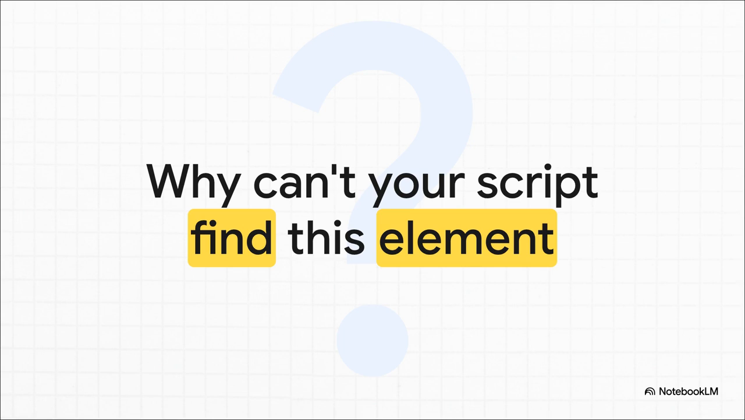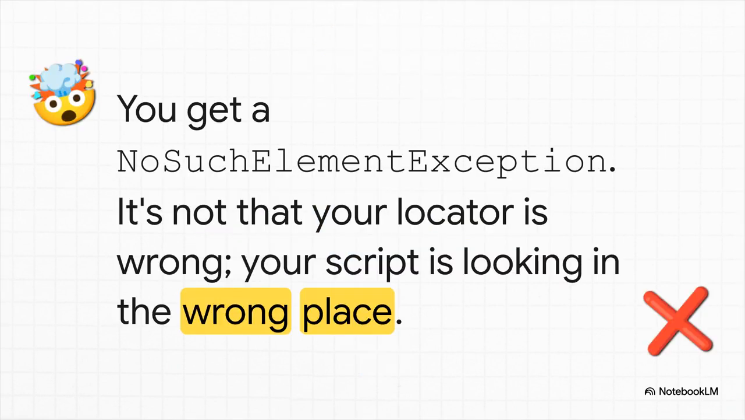So, you've written the perfect locator. You've double-checked your XPath, your CSS selector is totally flawless, and you can literally see the button on the page. But you run your script, and it just fails. So what is going on? Why can't it find it? And then, bam, you get this dreaded error, no such element exception. We've all been there. This is the classic signature of a very, very specific problem.